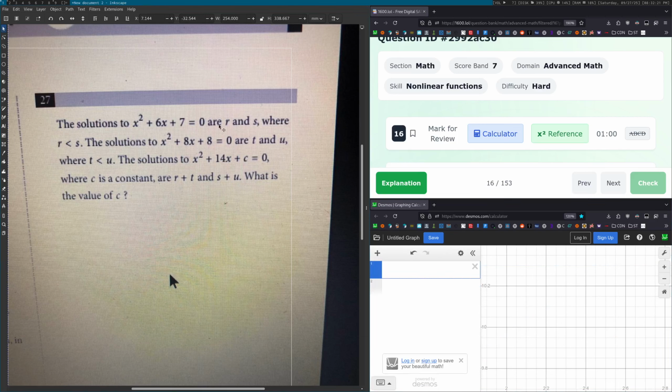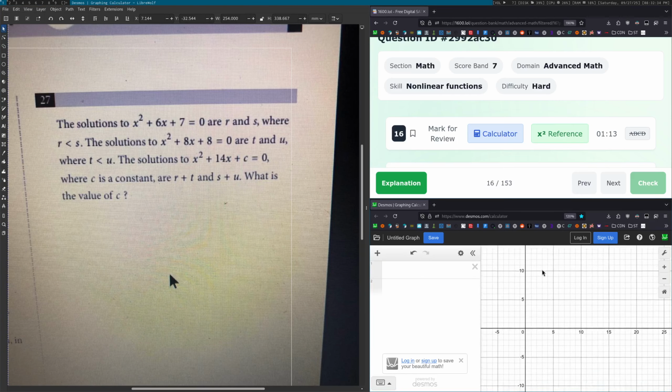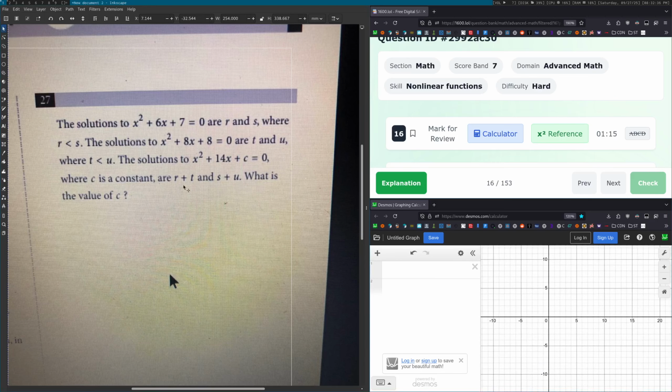Okay, look at this one more time. R and S, or T and U. I'm trying to think of a fast way you could do this, since you might have to solve with the quadratic formula. Okay, let's solve it as usual and see if our answer can get close enough so that we'd have to avoid that. So x squared plus 6x plus 7.